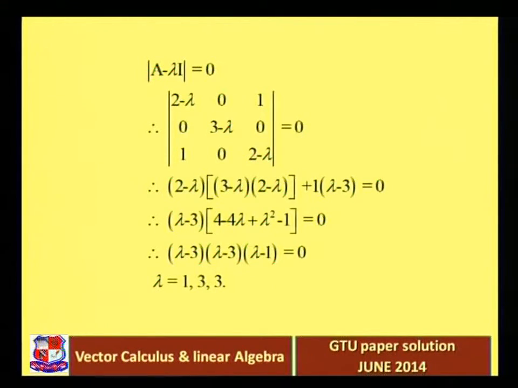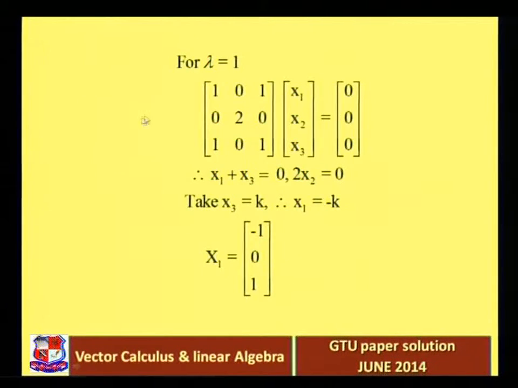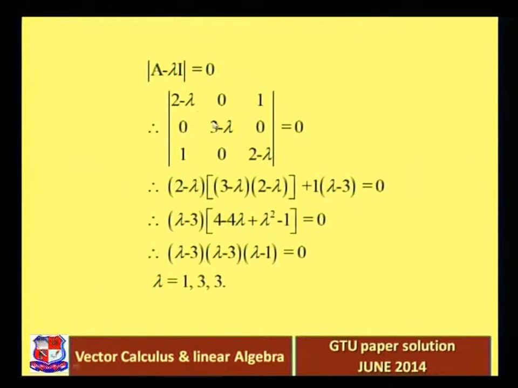Here that is not our question, but if we are asked to find the algebraic multiplicity for each and every eigenvalue, then we can find it using this method. Okay, so let's see how we find the eigenvector corresponding to the eigenvalues. For lambda is equal to 1, put lambda is equal to 1 in this determinant.